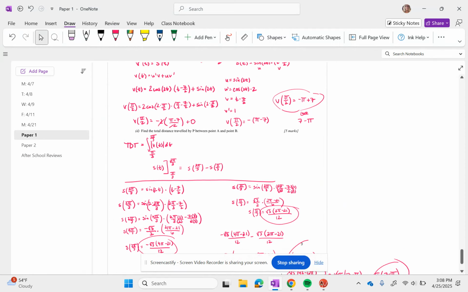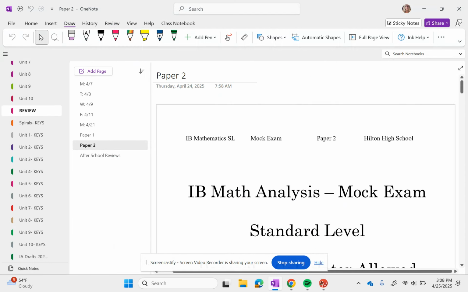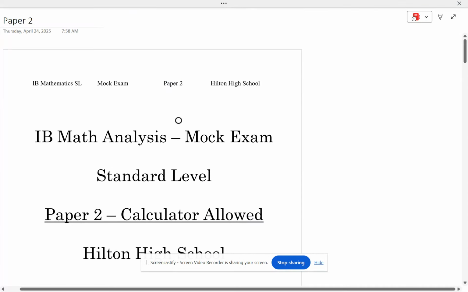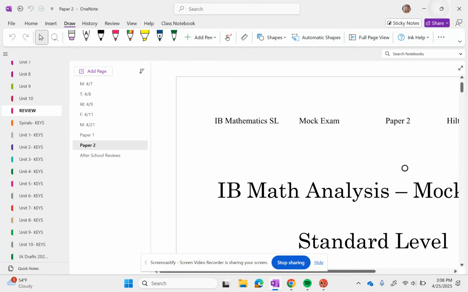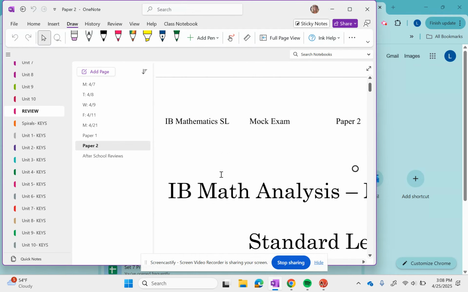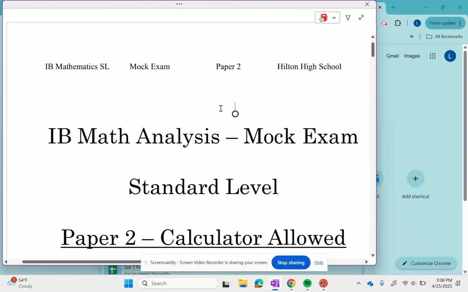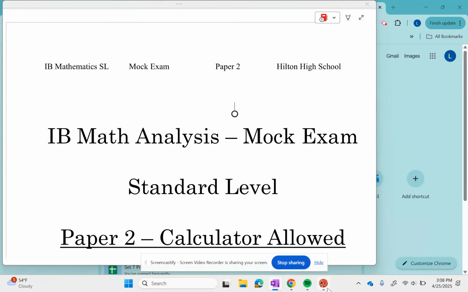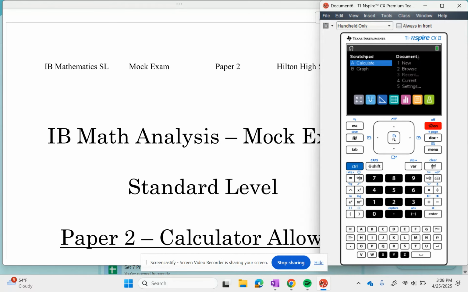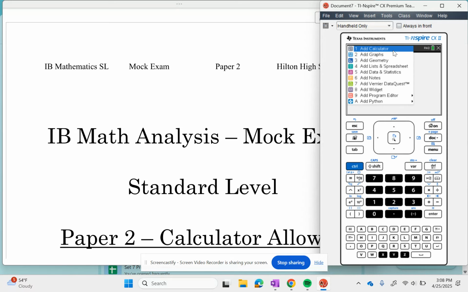Okay. Now we're going to go to paper 2. You guys want to go to paper 2? Yeah, yeah. Get that calculator fired up. What? Gabe, are you okay? Did you wash your hands? Yeah. Okay.